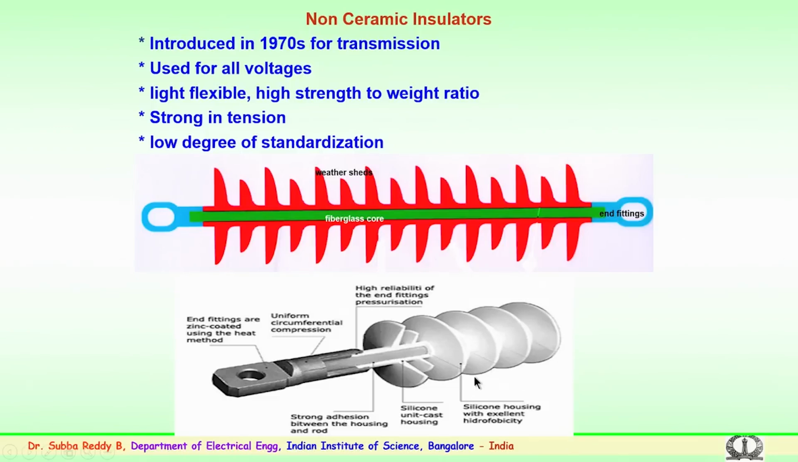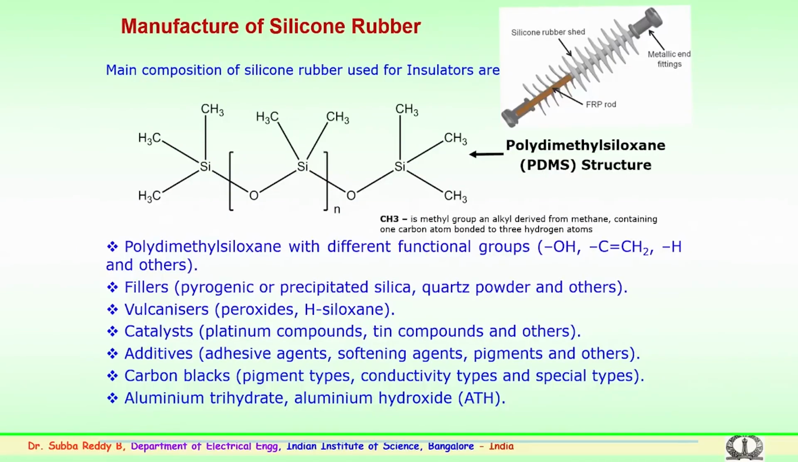Silicon housing, which has excellent hydrophobicity, is normally used. So, this is how a typical non-ceramic or polymer insulator looks. How is the silicon rubber insulator manufactured?